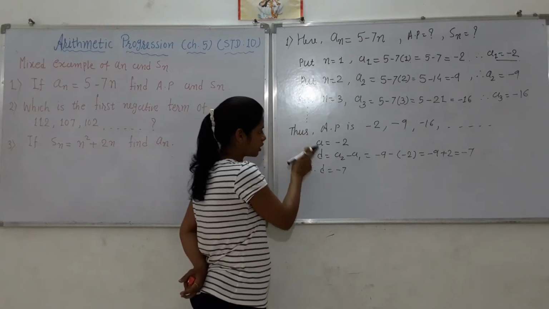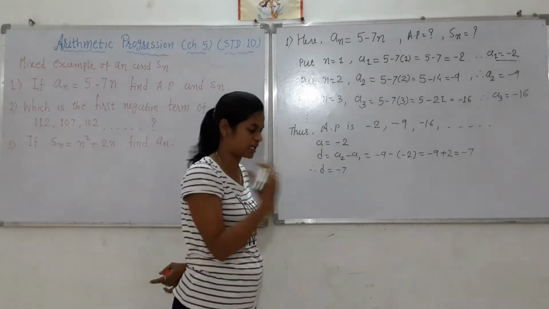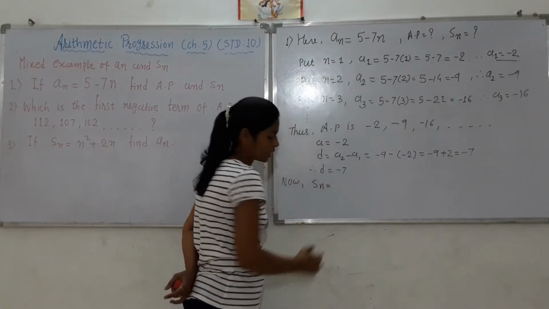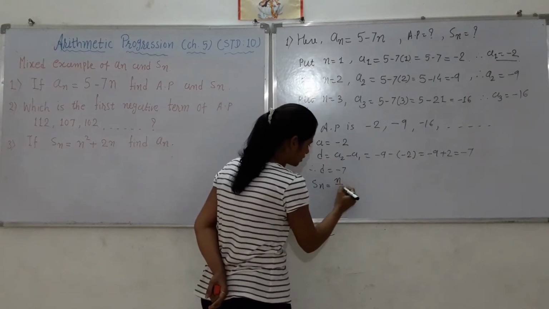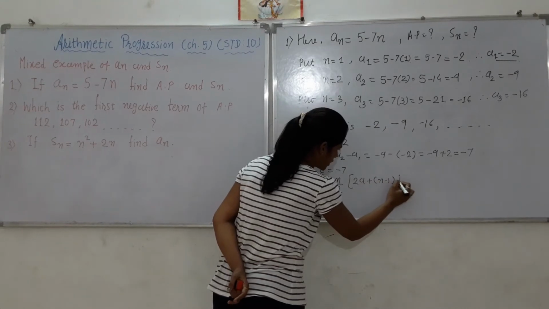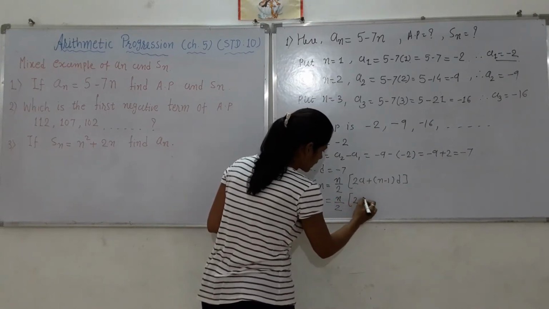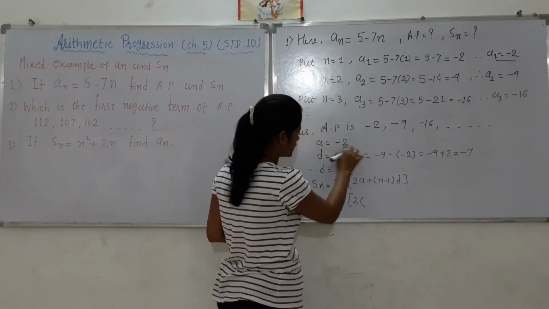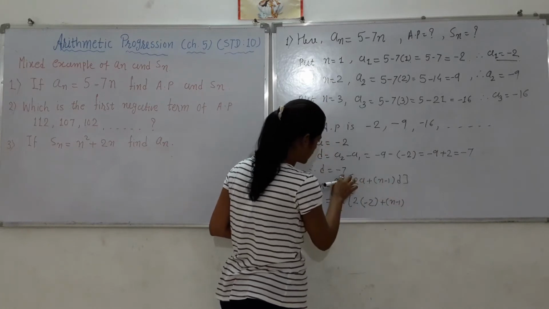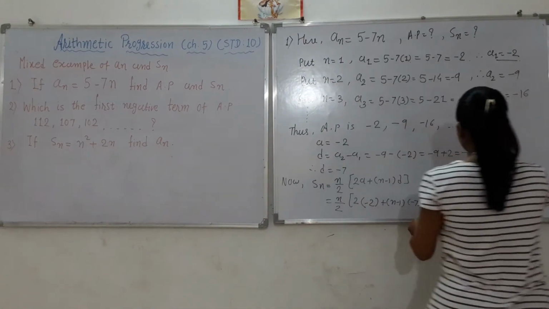After getting the values of a and d, use the Sn formula and put the values of a and d. Now, what is your Sn formula? The Sn formula is n upon 2 times 2a plus n minus 1 into d. So n as it is, 2 as it is, instead of a put its value minus 2, n minus 1 as it is, instead of d put its value minus 7. Now simplify this.